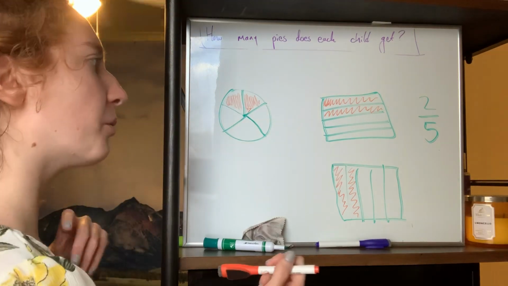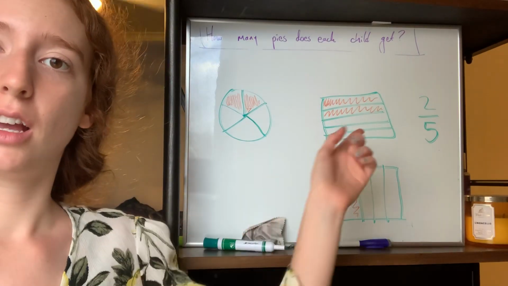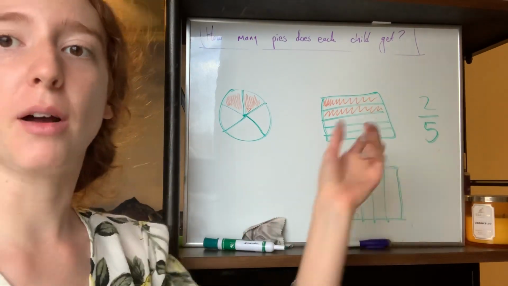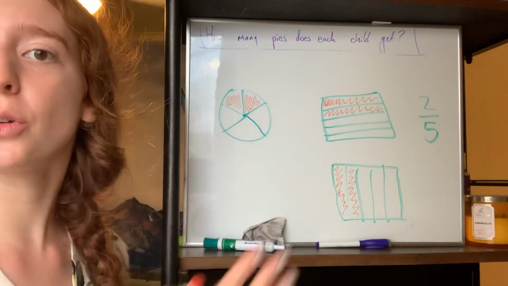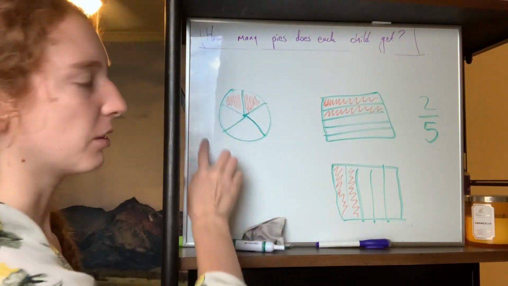Alright, so we're going to start with a few pictures all describing the same thing. This is the quantity 2/5. It's the amount each child would get if you had 2 pies split amongst 5 children. So here's the way that we've been using with the circle.